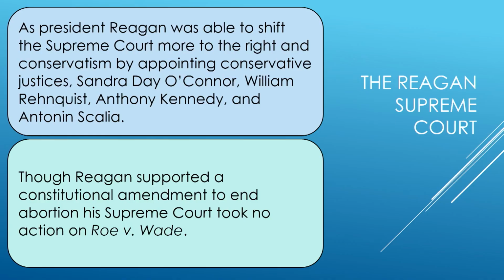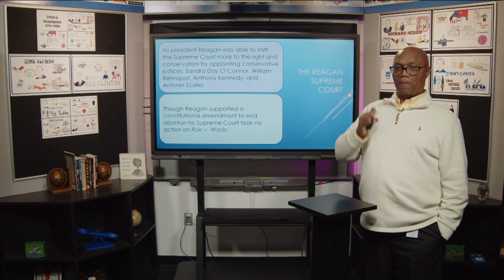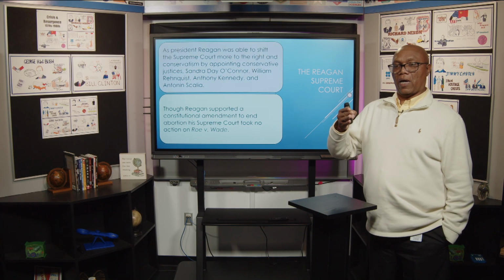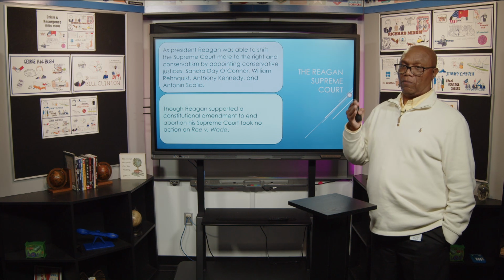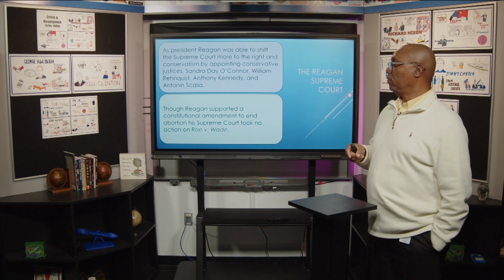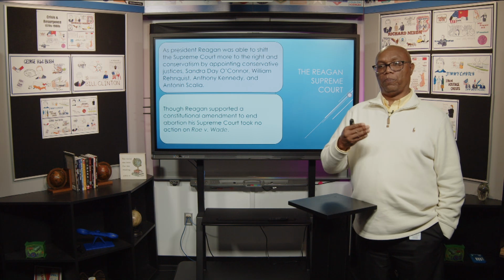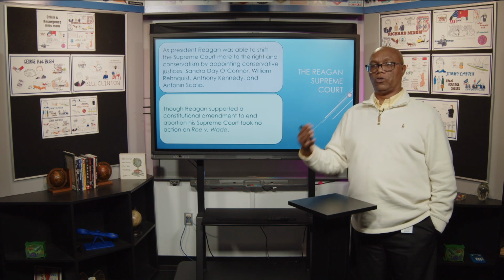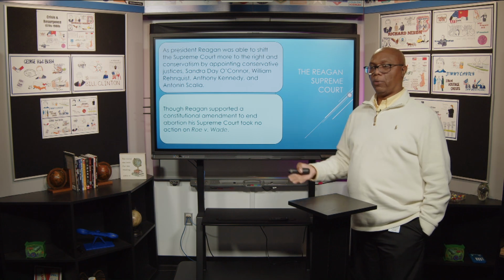As president, Reagan was able to shift the Supreme Court to the right, or to a more conservative approach, by appointing conservative justices Sandra Day O'Connor, who becomes the first lady to be appointed to the U.S. Supreme Court, William Rehnquist, Anthony Kennedy, and Antonin Scalia. And once again, it was about shifting the American Supreme Court in a more conservative manner. And by doing that, we can push American society to a more conservative, traditional approach.